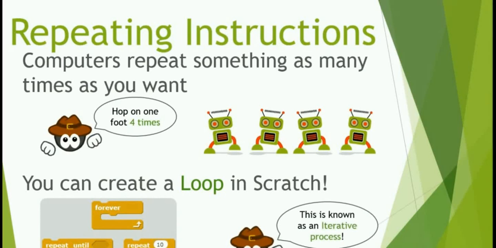This is known as an iterative process, and that's what you call it when you want to tell your friends that you're really smart and you know what an iterative process is, because all it really is is using a loop in your code.